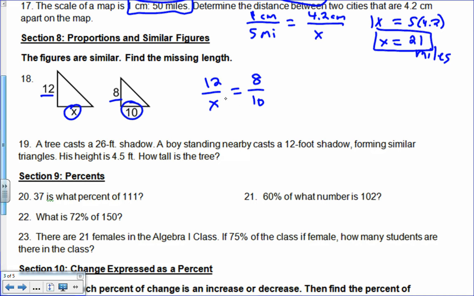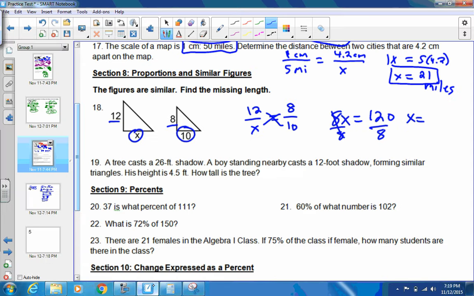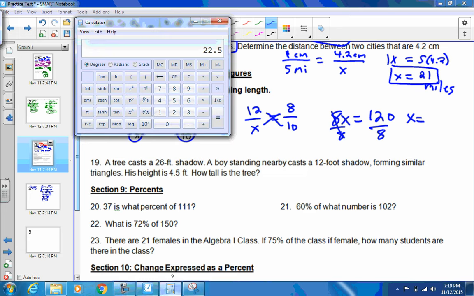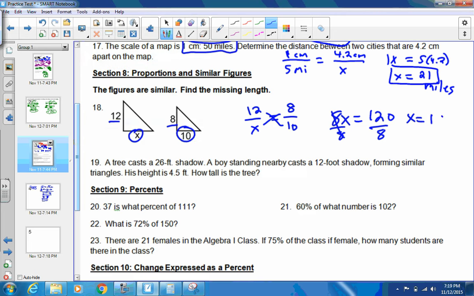And when we cross multiply here, 8x equals 120. And you divide both sides by 8 to solve for x. X is equal to, well, 120 divided by 8, 15. So x equals 15 here.